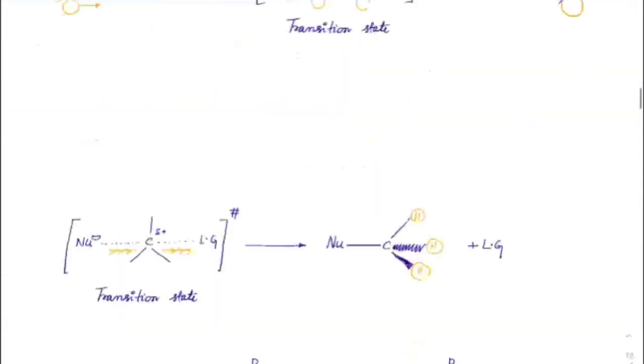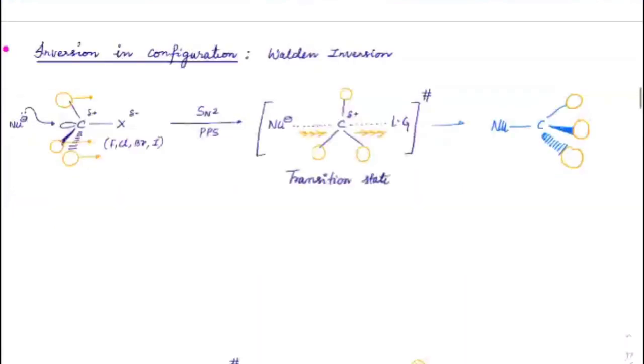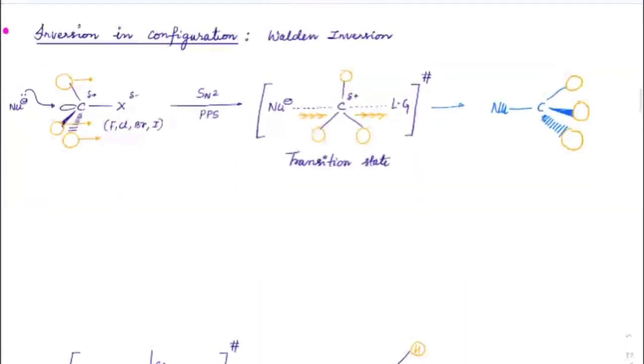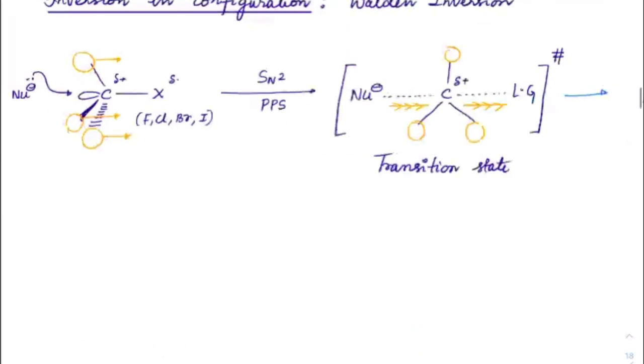Now we'll go slowly into the stereochemistry of SN2, okay, which tells us what happens when you have a stereo molecule here. So suppose you have a stereo carbon here, which means it has a chiral center, a chiral carbon with 4 different groups. Then inversion in configuration will take place, and this inversion is called Walden's inversion. Okay, this is a very important aspect. Now let us look at it carefully.